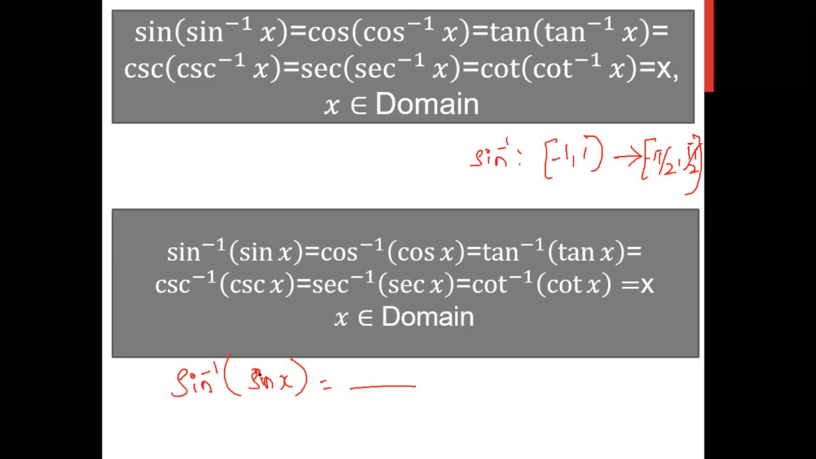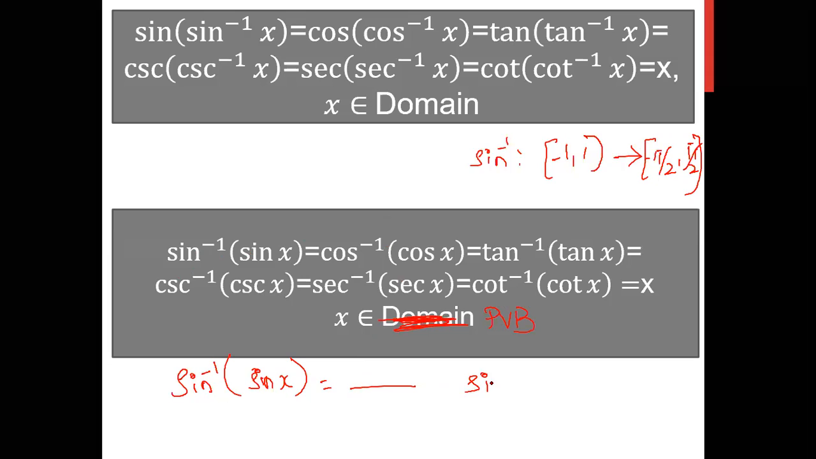So sine inverse is outside. So whatever value you get inside, it should belong to this particular domain. Correct? That belongs to -1, 1. So where should the answer lie? The answer should be in the principal value branch. So if you have sine inverse of sine, the answer should lie in the principal value branch. That is, you should get some angle.